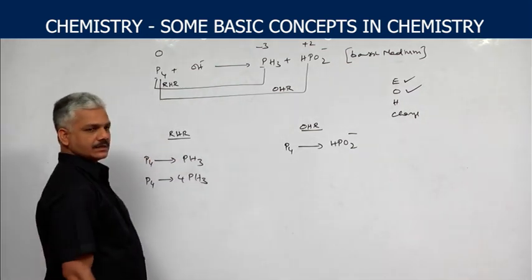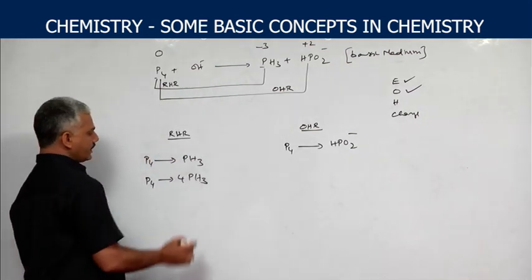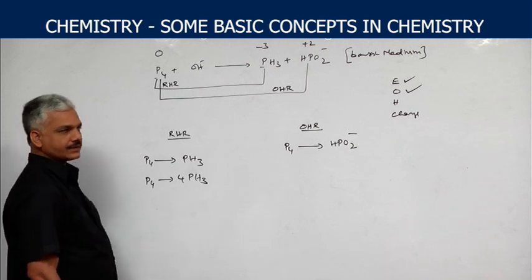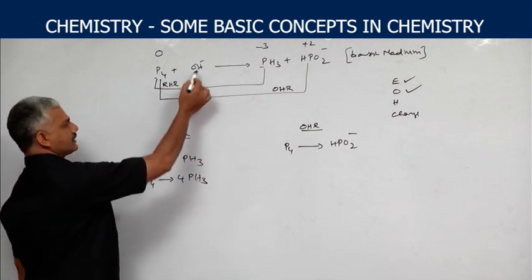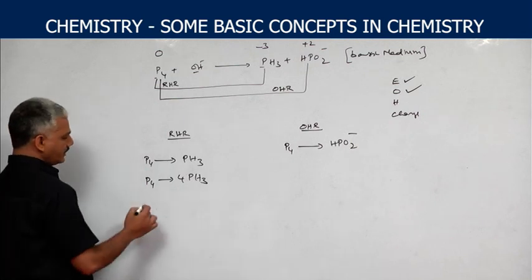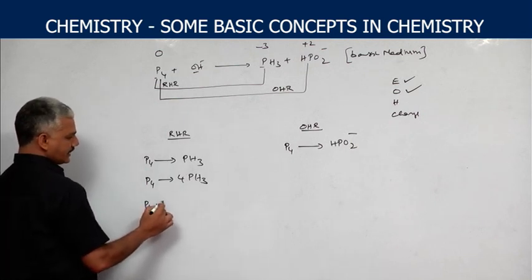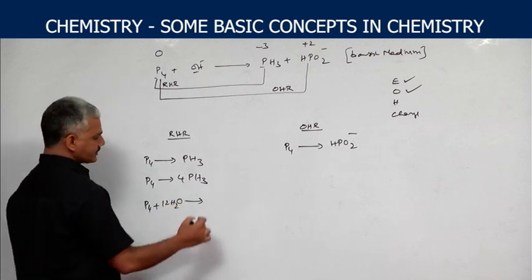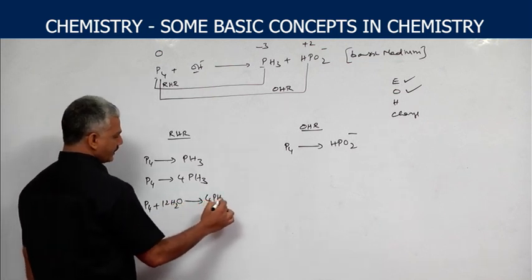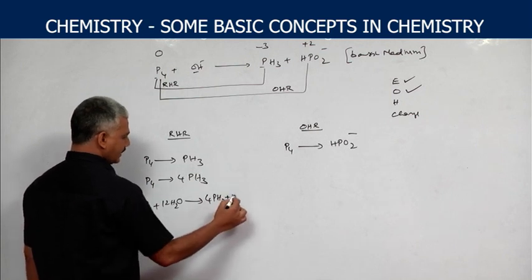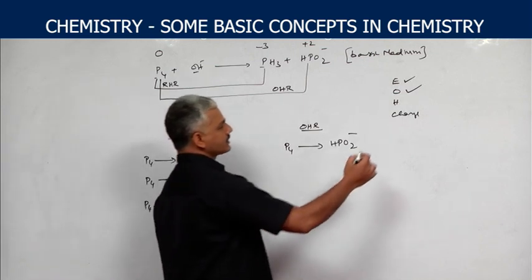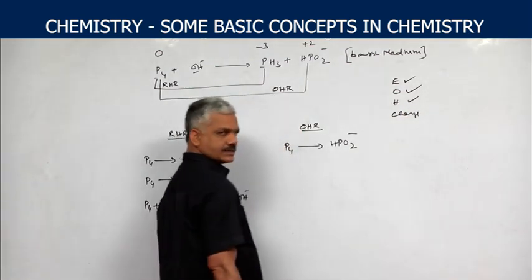Coming to balancing of hydrogen, on the product side 12 hydrogens are present, on reactant side no hydrogens, and the reaction is taking place in basic medium. Therefore, on the deficient side first we will add required number of water molecules, on the opposite side equal number of OH minus ions. With this, hydrogen is balanced.